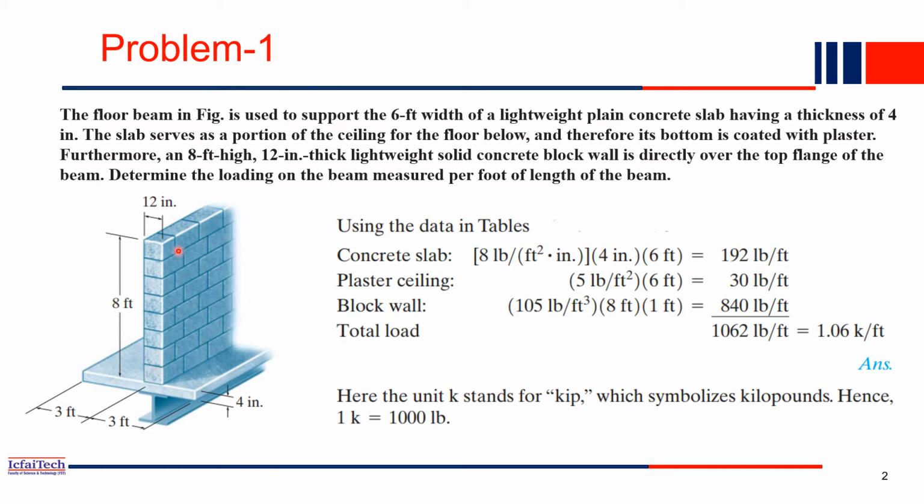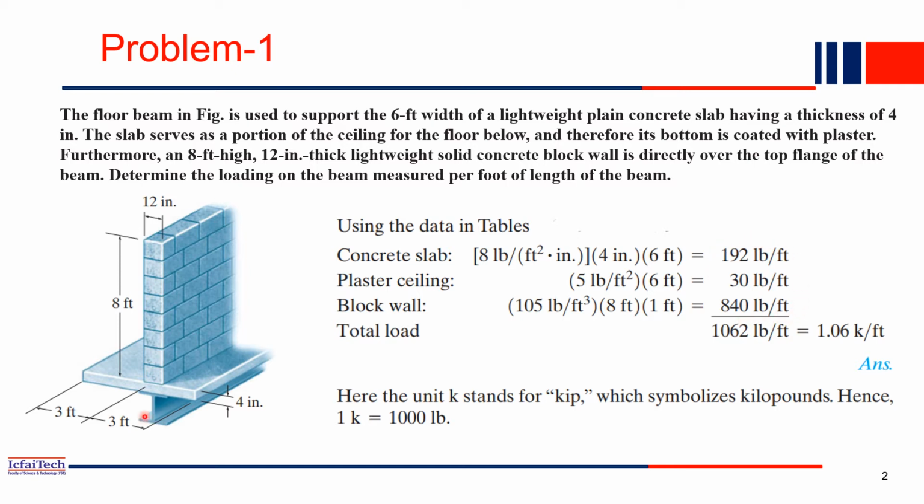Now what about this block wall? The density of the concrete I mentioned is 105 pound per feet cube. So this will be the density multiplied by the cross-sectional area. How much is the cross-sectional area? The total height here is 8 feet, and we are calculating per unit length. The width is 12 inch, and 12 inch means basically 1 feet. So 105 is the density, the height is 8 feet, and the thickness is 12 inch, equal to 1 feet. Just substitute this, and you will get 804 pound per feet.